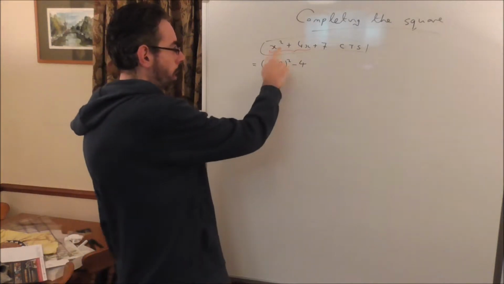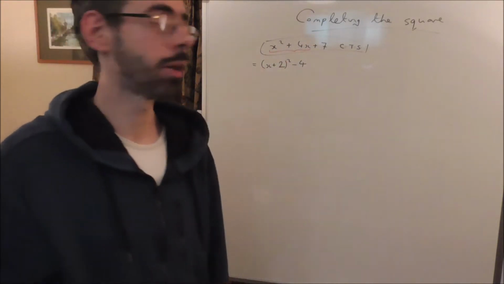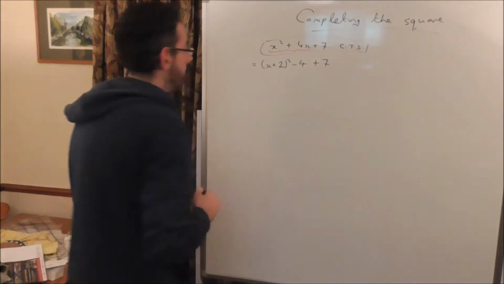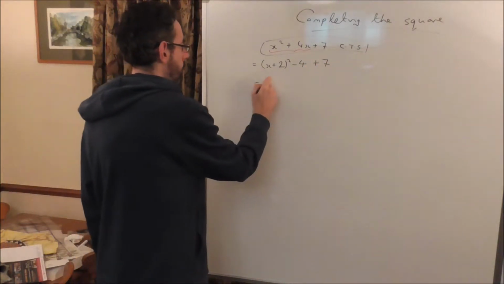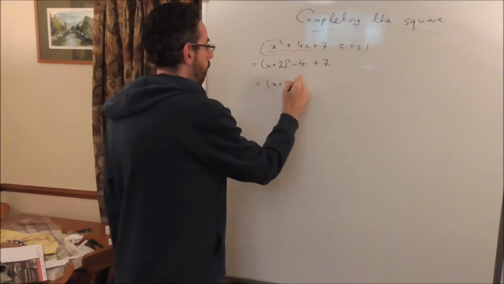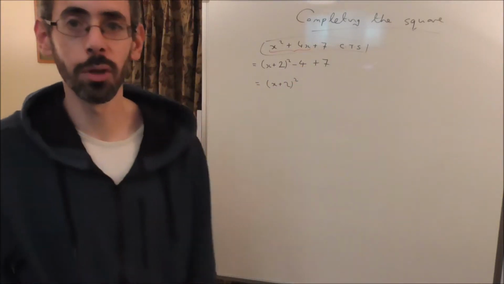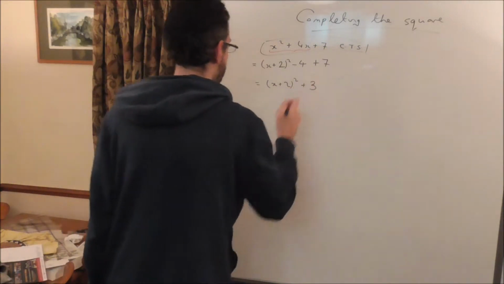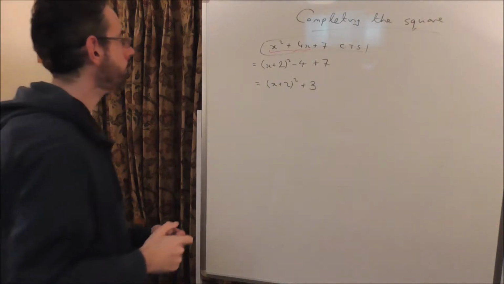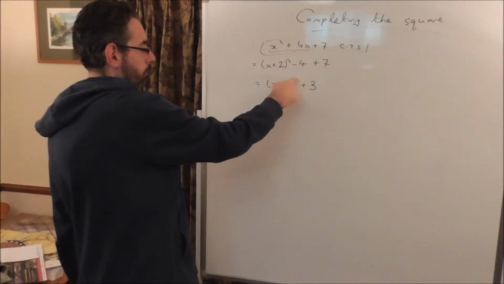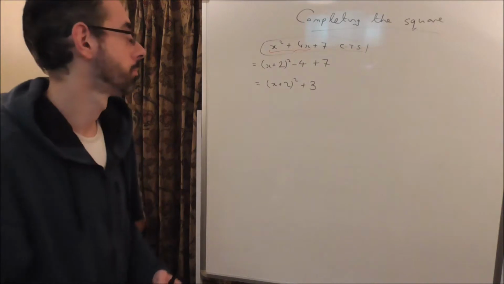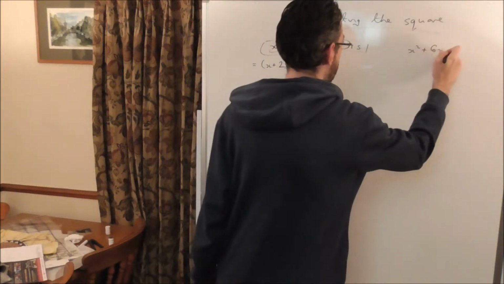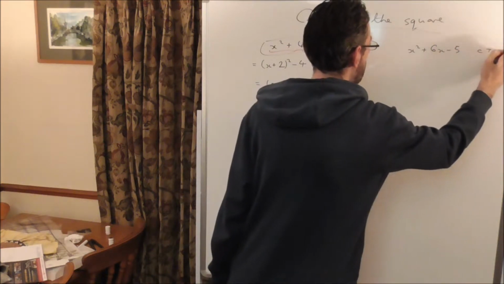So this is now the same as what I've underlined. We've completed the square, but then you just stick the plus 7 on the end, so plus 7. And then you can just simplify that. So it's x plus 2 squared, and then minus 4 plus 7 simplifies to plus 3 overall. And that's it. So we've written this expression as x plus something squared, and then with a number at the end as well. Let's do a few more of those. Let's do x squared plus 6x minus 5. Let's complete the square.